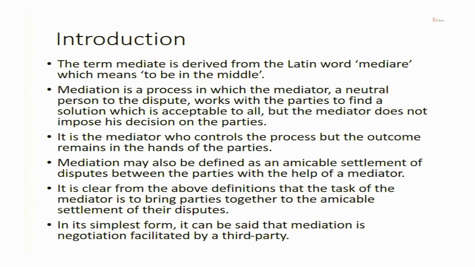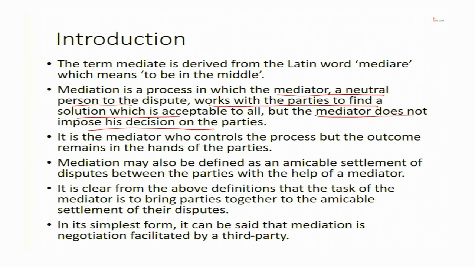We have similarity here. A mediator is a neutral person. A conciliator is also a neutral person. A mediator works with the parties to find a solution which is acceptable to all. A conciliator assists parties to reach an amicable settlement. A mediator does not impose his decision on the parties. A conciliator also does not impose his decision on the parties. He does not have the authority to resolve it. The resolution has to come from the parties. Same is the case here. So definitely one obvious question will be, what is the difference between mediation and conciliation? We'll talk about that difference later on.